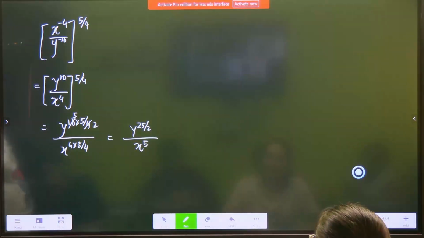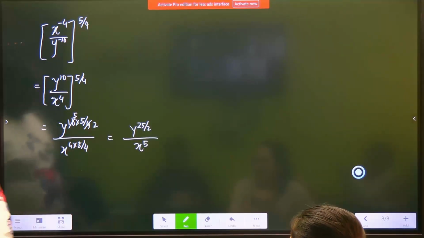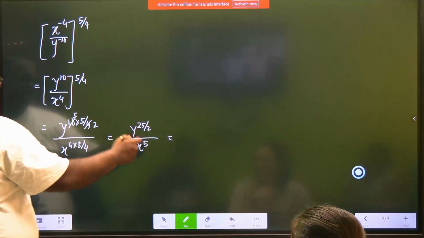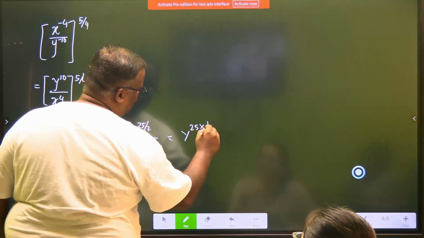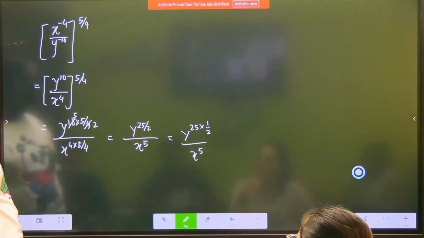Why? And simplify it, something beautiful, can you make it? I'm just saying, even if you write it this much, it is correct. But if you just think, you have a y, you have a 25, and you have a 1 by 2, right? You have a x to the power 5. Fine.